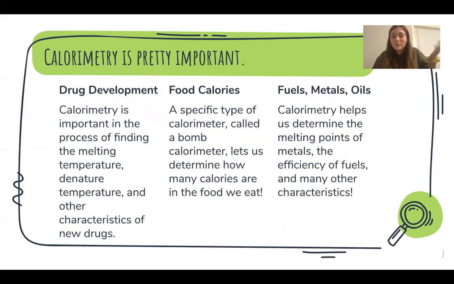So calorimetry is pretty important, outside of the fact that it can help us do things like use Hess's law and examine chemical reactions. It's also really important in drug development, like finding the melting temperature of certain drugs, like insulin needs to be cooler. And it also determines when proteins denature in drugs. So if a protein denatures, its function changes completely and the function of the drug changes completely. So you obviously don't want to be giving someone a drug in which the proteins are denatured. So it's really important for drug development.